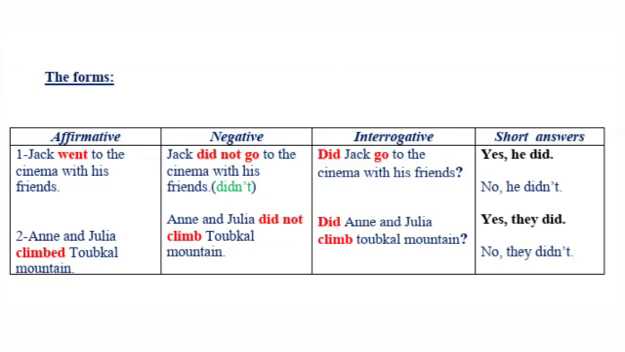Let's study the second example. Anne and Julia climbed Tubqal mountain. So climbed is a regular verb and its infinitive is to climb. The negative one: Anne and Julia did not climb Tubqal mountain. So as you see, did not in the simple past plus the verb to climb in the infinitive.